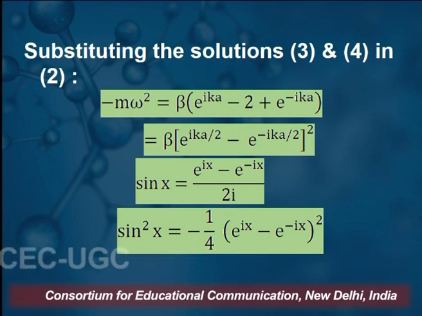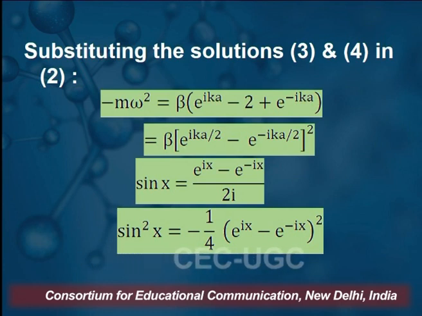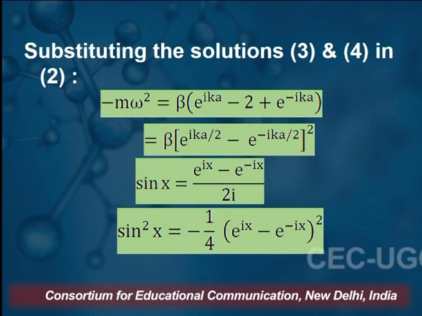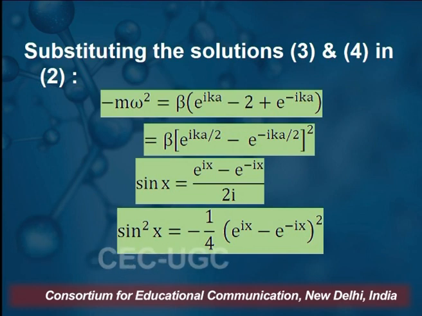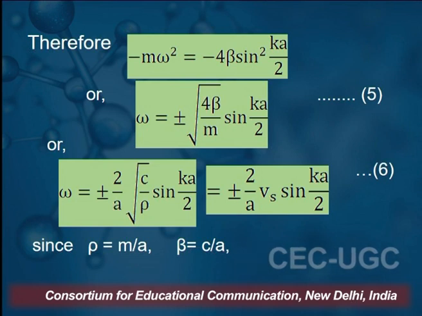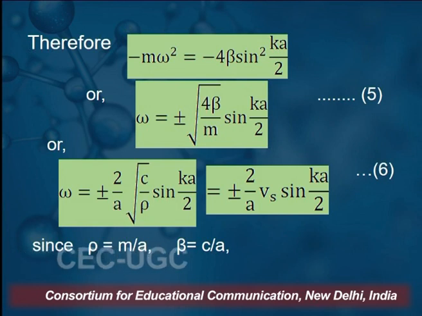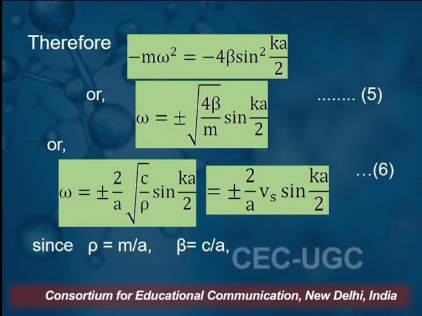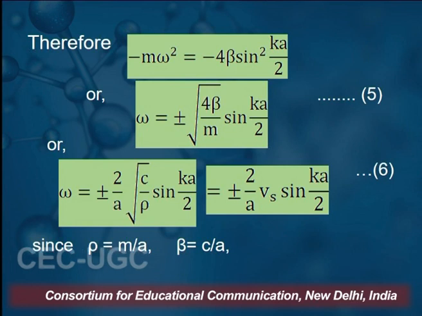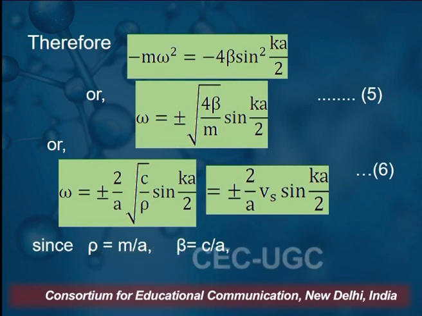Now, we know that sin x can be written as e to the power of i x minus e to the power of minus i x, by 2i. So sin square x will be minus 1 by 4 times e to the power of i x minus e to the power of minus i x, whole square. So my equation reduces to minus m omega square becomes equal to minus 4 beta sin square k a by 2, or omega becomes equal to plus minus under root of 4 beta by m sin of k a by 2. This becomes my equation number 5.